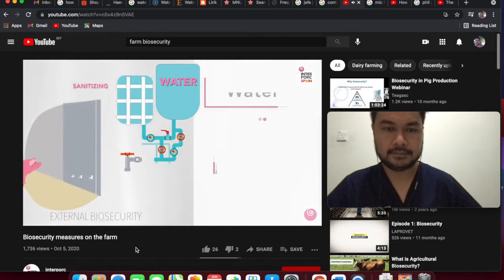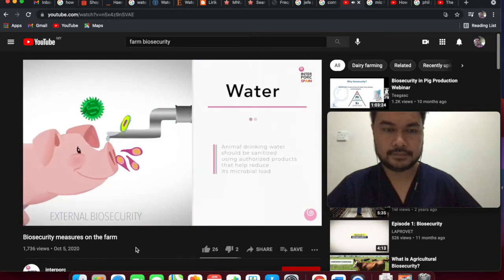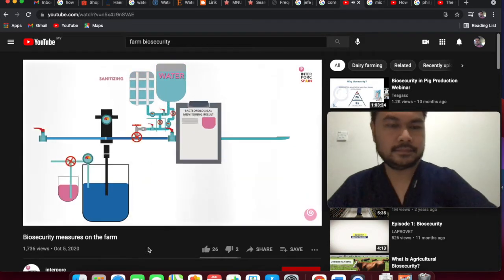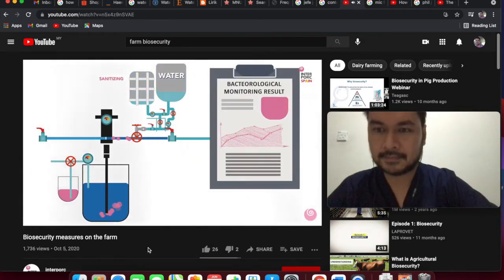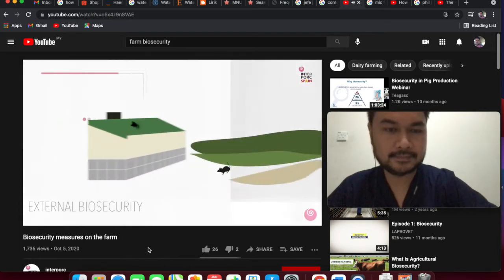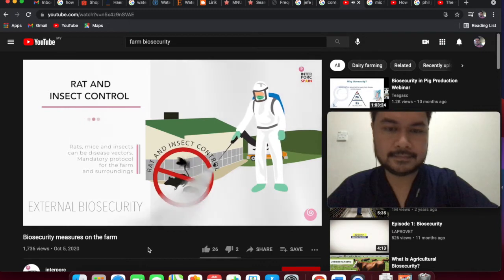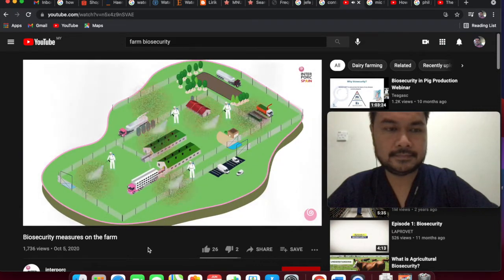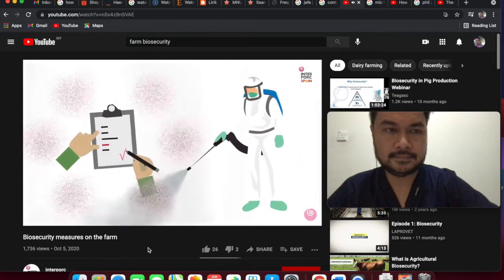Water. It is important for animal drinking water to be kept clean by using authorized products that help reduce its microbial load and for routine checks to be carried out to confirm the effectiveness of the product and its use. Rat and insect control. It is mandatory to have a rat and insect control protocol that includes the farm's facilities and surroundings and to keep a record of the actions carried out.